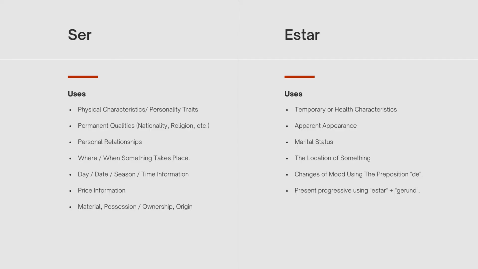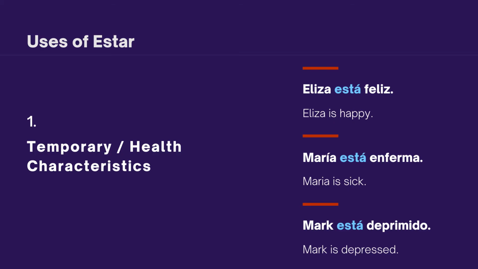For the uses of Estar, we have temporary or health characteristics, apparent appearance, marital status, the location of something, changes of mood using the preposition de, and present progressive using Estar plus gerund. The first use for Estar is temporary or health characteristics.